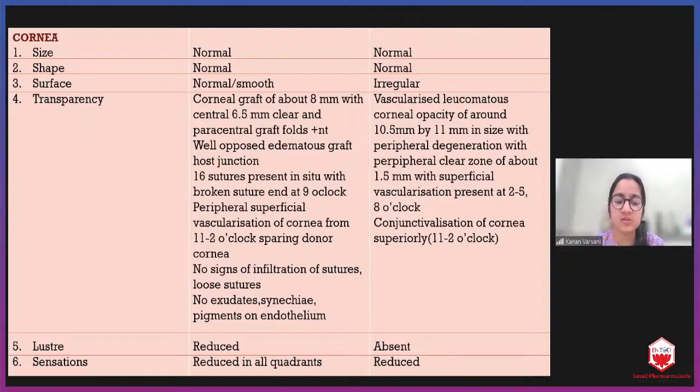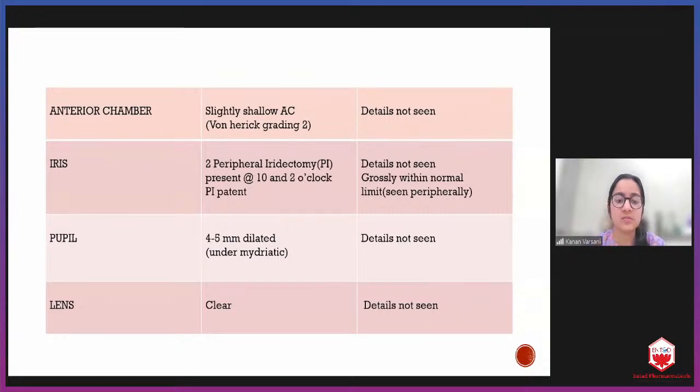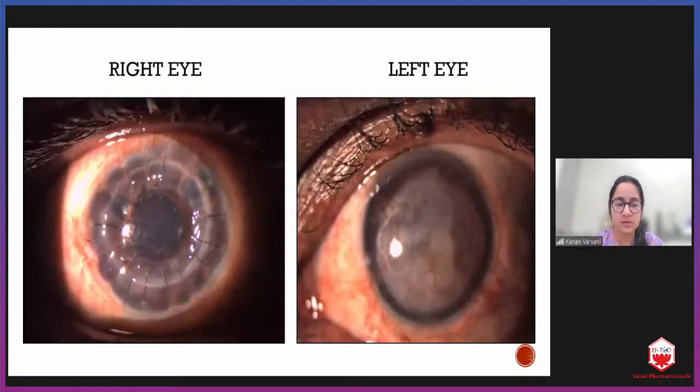The luster and sensations were reduced in the patient's cornea. Anterior chamber was slightly shallow with flare grading 2. In the iris, there were two peripheral iridectomies present at 10 o'clock and 2 o'clock. Both of them were patent. Pupil was 4 to 5 mm dilated under mydriatic and lens was clear. This is the picture of the right eye showing.